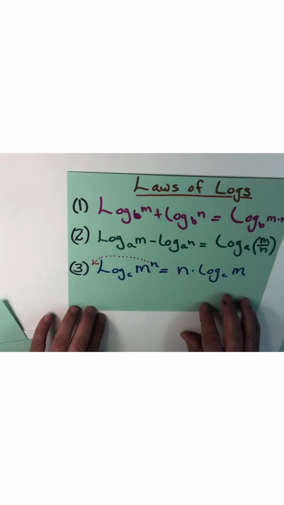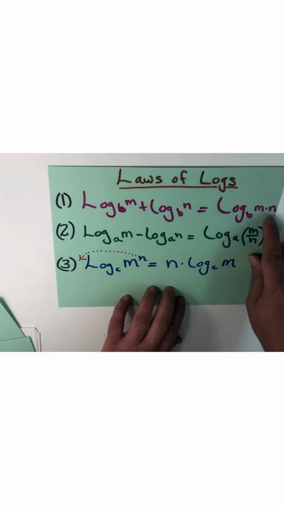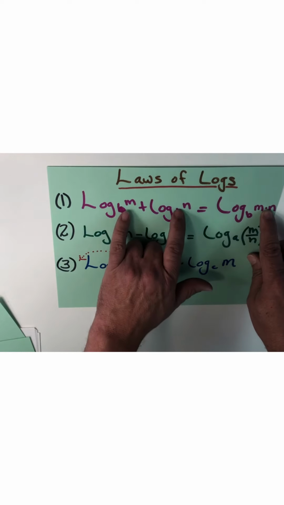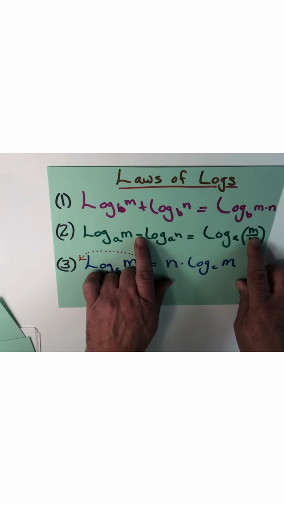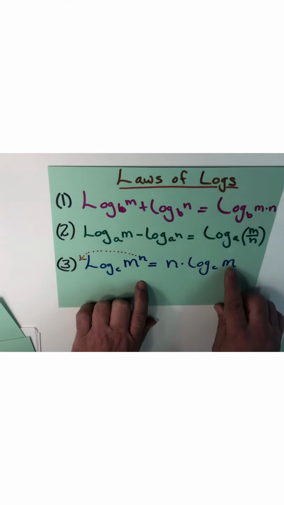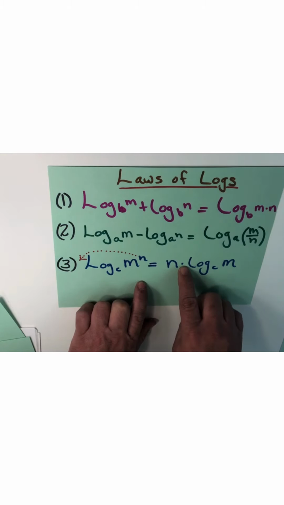Let me now share with you the rules of logs, or the laws of logs, and you're going to see the parallel. What happens when you multiply? You're going to be adding the logs. What happens when you divide? You're going to be subtracting the logs. And what happens when you have a power? Well, the power goes to the front and it becomes multiplication.